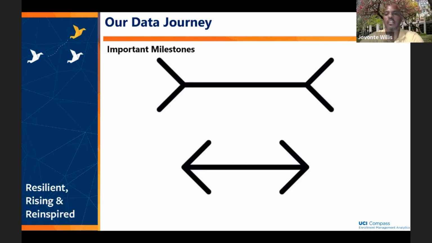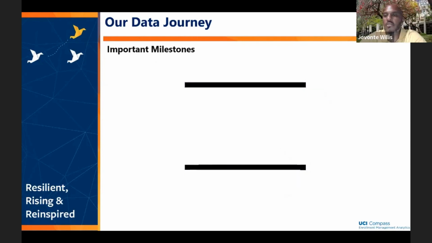A lot of times with data, or even just in the way that things operate, you have to really peel behind the scenes to see what's going on. You have to start taking stuff away. As we start taking away these extra elements, what we really see is that these two lines are actually equal. And this is what happened to us at UCI. We have to start peeling stuff back.